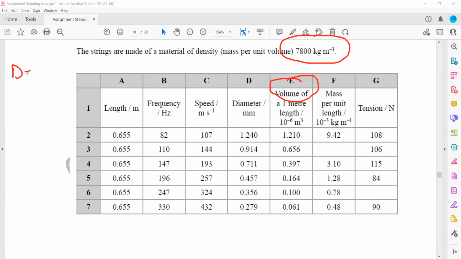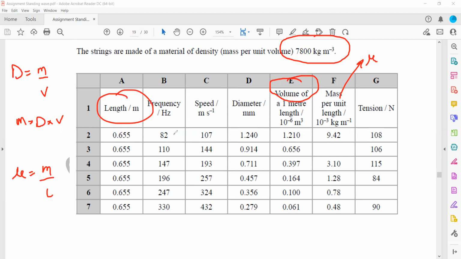As we know, density is mass divided by volume. So mass will be density into volume. So using density into volume, I'll get the mass, and divided by the total length. Because this is mu, which is a mass per unit length, mass divided by length, I will get mu. How to get the mass? That is density into volume.